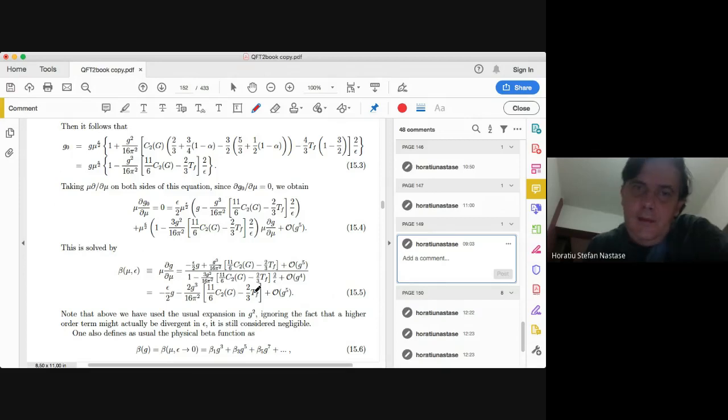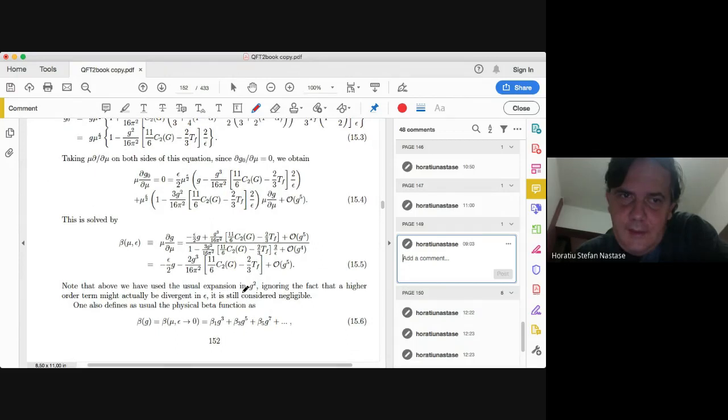And note that in principle, I expanded, I consider this g squared as infinitesimal, small, but actually 2 over epsilon is divergent. Moreover, I wrote 1 over 1 minus stuff as approximately 1 plus stuff. But we know that if this is called x, 1 over 1 minus x is 1 plus x plus x squared plus x cubed plus blah, blah, blah, right?